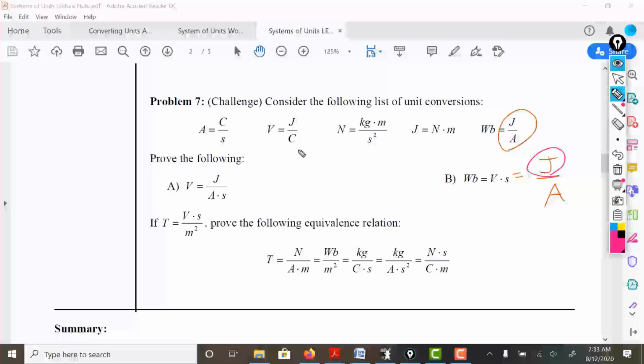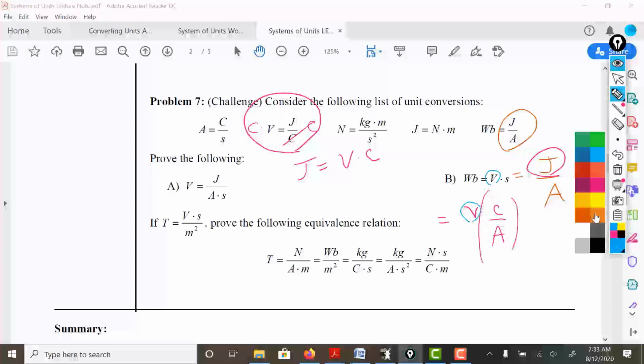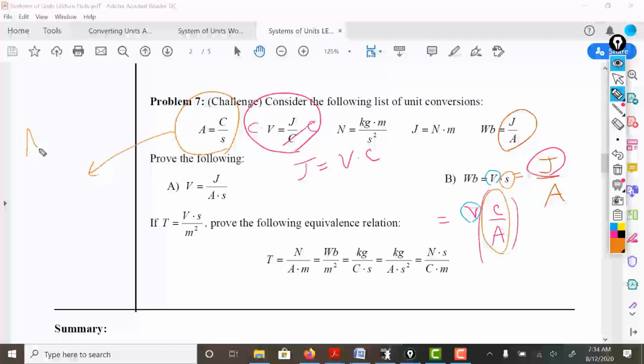So if I look at this one right here, and if I get the J by itself, I'd multiply both sides by C. So I can get J is V times C. Let me redraw this so that you see it's like that, because I want you to focus on this right here, C over A. So notice we got this V. Now I need to make this C over A. This needs to become an S. If you recall from over here, we have that relationship already. A is equal to C over S.